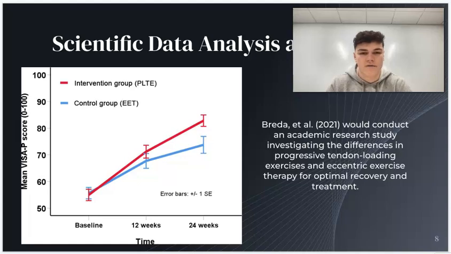They were also scored on a visual analog scale. I did not find a diagram for that, but the visual analog scale is your standard 0 to 10 pain rating, with 10 being the highest pain you've ever felt and 0 being no pain at all. And the recorded statistics showed that the mean score for the PTLE group was 2, and the eccentric exercise therapy group was a mean score of 4.